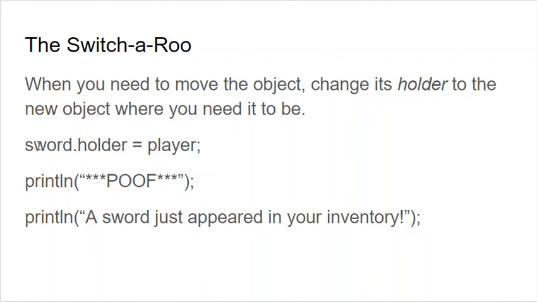We could have also said sword.parent equals player. The sword's parent is the player. The sword is now in the player, basically, or is dangling off of the player in that tree structure. And then print the line "poof," and then print the line "a sword just appeared in your inventory." So what we've done is we had that sword off screen, and when something happened, we teleported it into the player's inventory, or we could have teleported it anywhere, and now it's there.